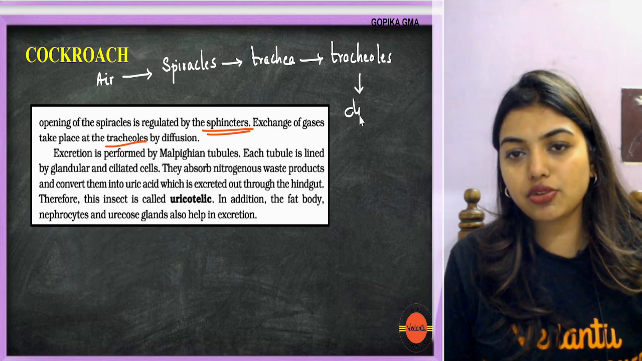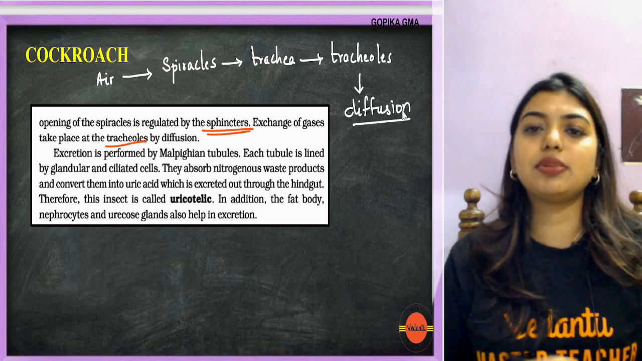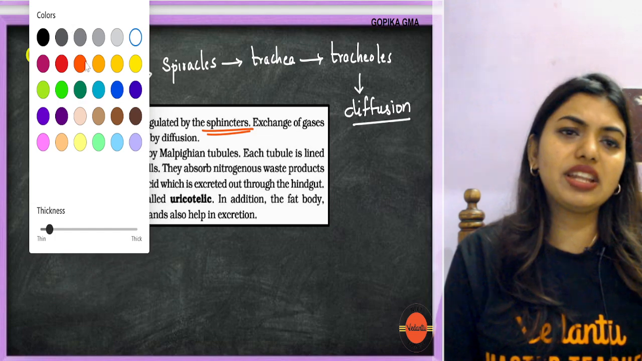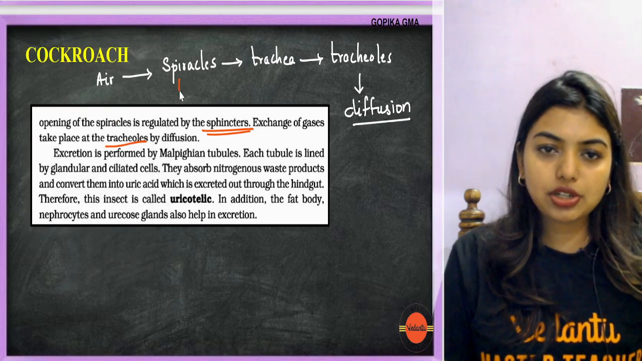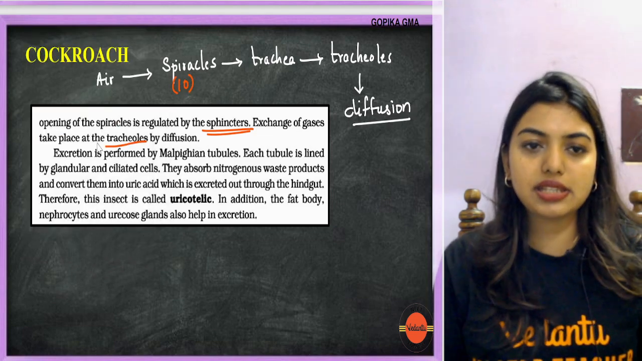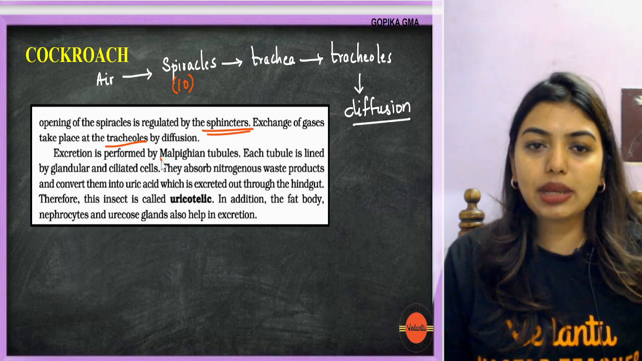No, here the exchange is going to happen with the help of diffusion. That's all. That is your respiration. Done. Okay, that's all. Very simple, small baby respiration. Now this is 10. Okay, 10 pairs are there. Now excretion is performed by the Malpighian tubules.